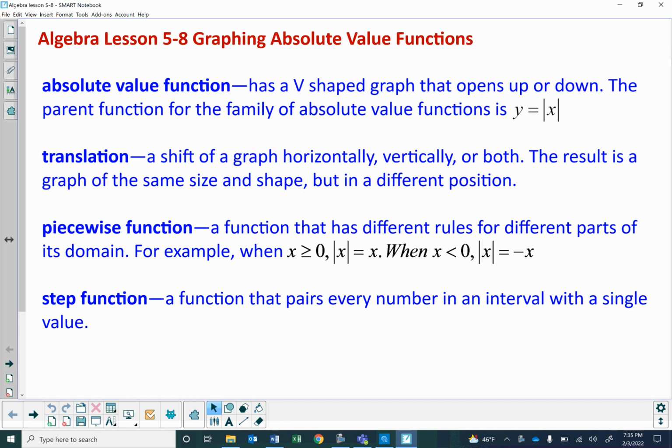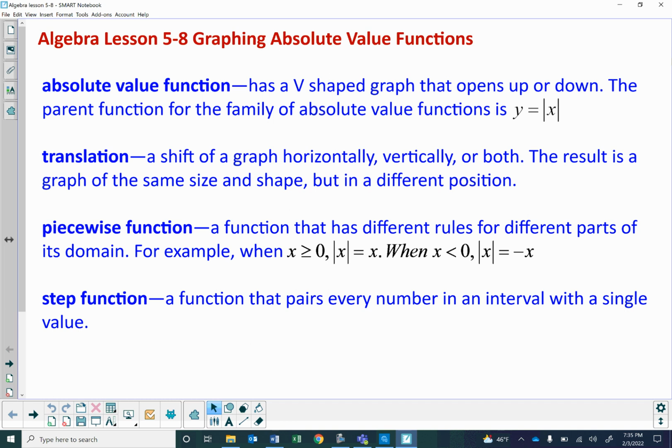A translation is a shift of a graph horizontally, vertically, or both. It basically means you pick the entire graph up, keep it the same size and shape, and just move it someplace else. Okay, so you pick the graph up and you move it to the left 5, or you pick the graph up and you move it diagonally down the page. It's in a different position, but is exactly the same size and shape.